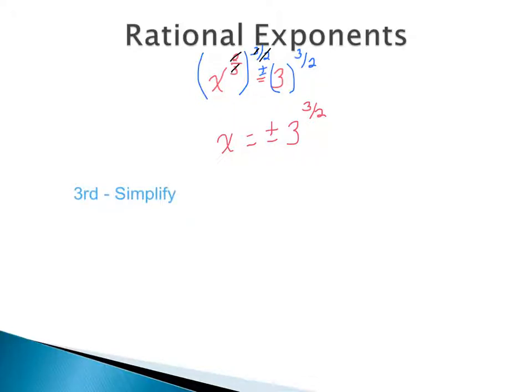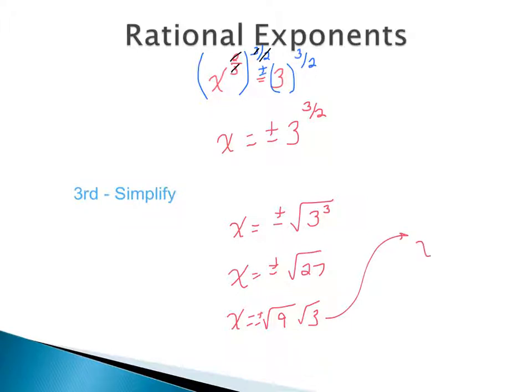So I would have x equals plus or minus, so 3 to the 3/2 would be the square root of 3 to the 3rd. 3 to the 3rd would be 27. So we have x equals plus or minus the square root of 27. And then simplifying this radical, we would have plus or minus square root of 9 times square root of 3, or really just x equals plus or minus 3 square root of 3.